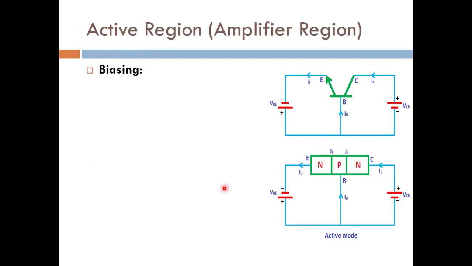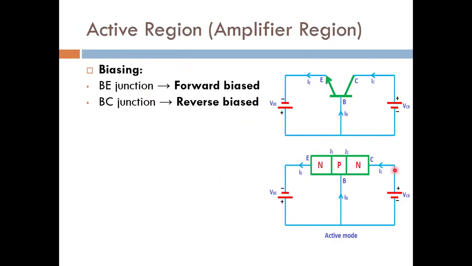Similarly, in active region, transistor works as an amplifier. So for amplification, the setting is that base to emitter junction should be forward biased, and base to collector junction should be reverse biased. In this way, it will work as an amplifier.